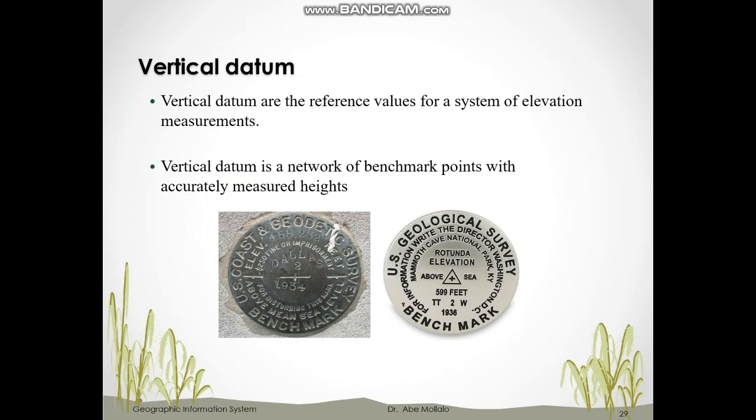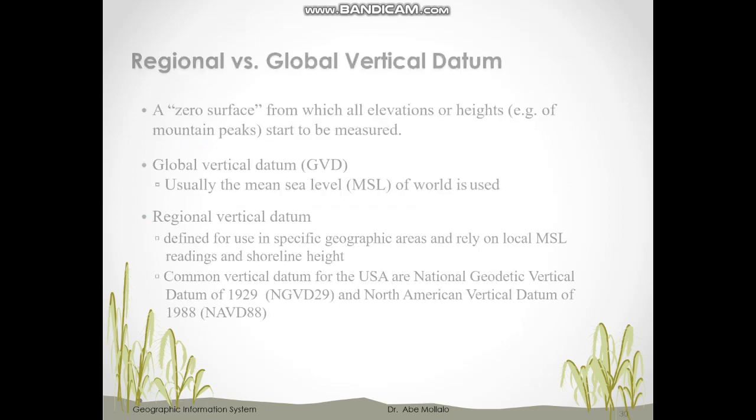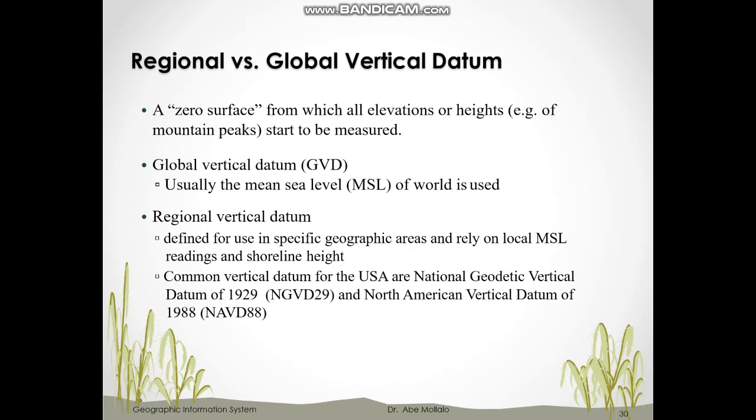So these are examples of vertical datum benchmarks that show accurate elevation for the reference point. Again, they are made of brass discs and embedded into concrete and rocks. And similar to a horizontal datum, a vertical datum can be regional or global, depending on which zero surface you choose. The zero surface is where the elevation starts to be counted. A global vertical datum is based on the mean sea level or MSL of the entire world, but a regional vertical datum is usually defined based on local measurements of the mean sea level or local shoreline height.